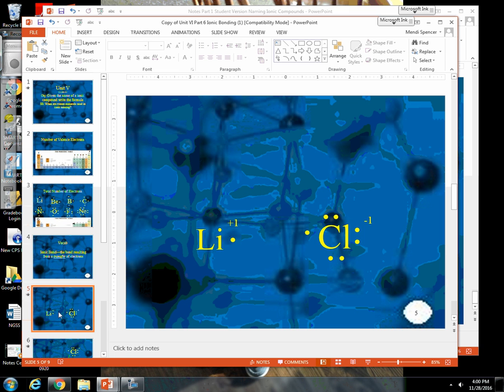So we have lithium. Lithium is found in group 1A. It has its 1 valence electron. Then we have chlorine. Chlorine is found in group 7A. So it has its 7 valence electrons surrounding it.